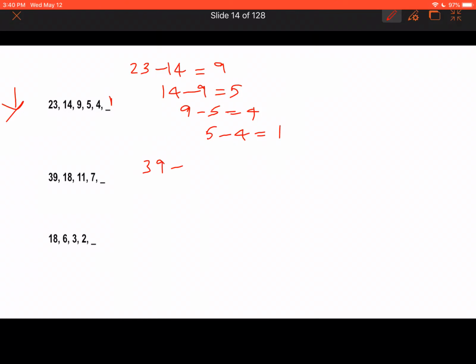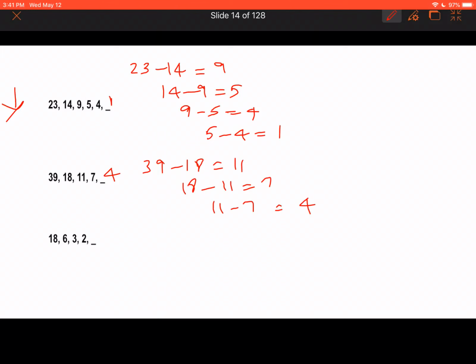Okay, next is 39. So we'll find 39 minus 18 is equal to 11, right? 18 minus 11 equals 7, right? So 11 minus 7, which is equal to 4. That is going to be our answer. So here 18 minus 6 is 12. That is not giving the answer.